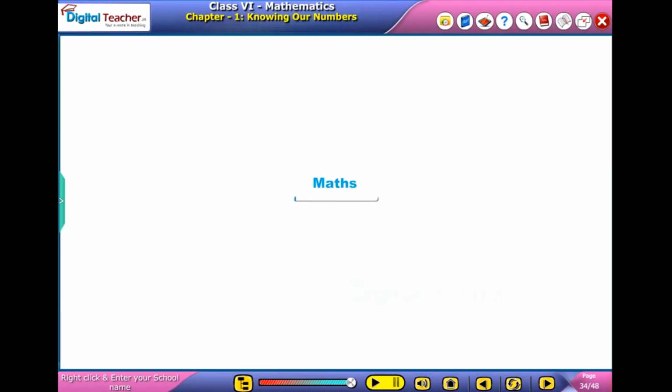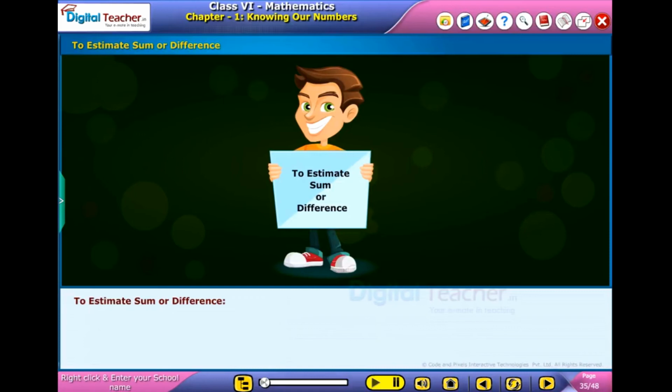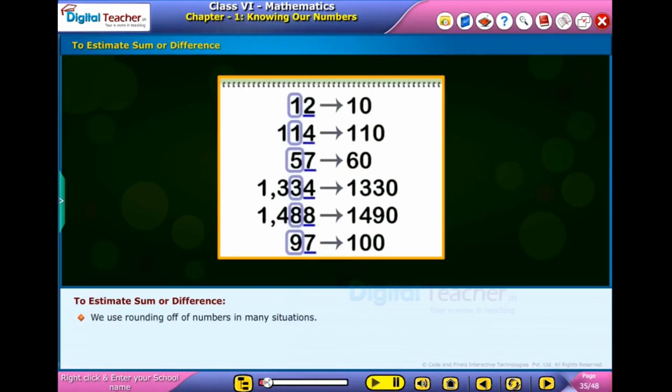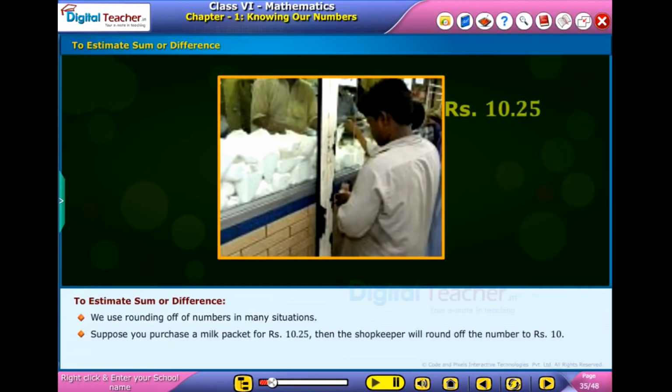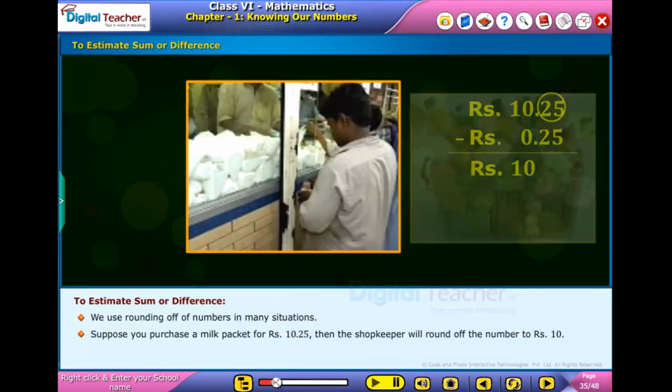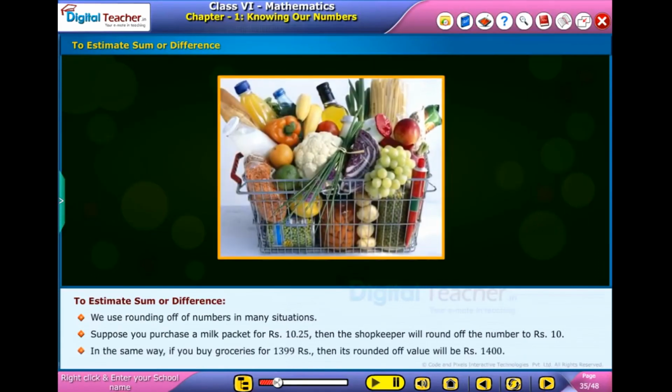Let us go through the topic to estimate sum or difference. We use rounding off of numbers in many situations. Suppose you purchase a milk packet for rupees 10.25. Then the shopkeeper will round off the number to rupees 10. In the same way, if you buy groceries for rupees 1399, then its rounded off value will be rupees 1400.